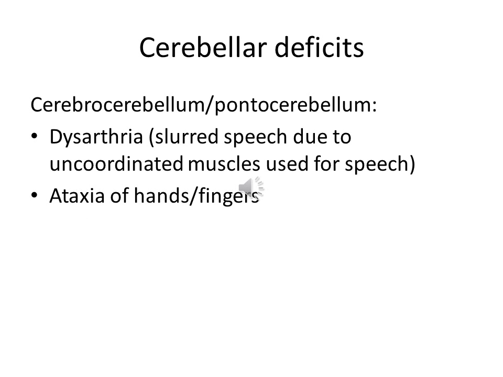Because the cerebrocerebellum is responsible for coordinating muscles used for fine motor movements, damage to this part of the cerebellum will produce ataxia, or uncoordinated movement of the hands and fingers, as well as dysarthria. This is where speech is slurred because it is difficult to carefully and accurately coordinate the muscles used for speech, muscles of the lip, tongue, and vocal cords.